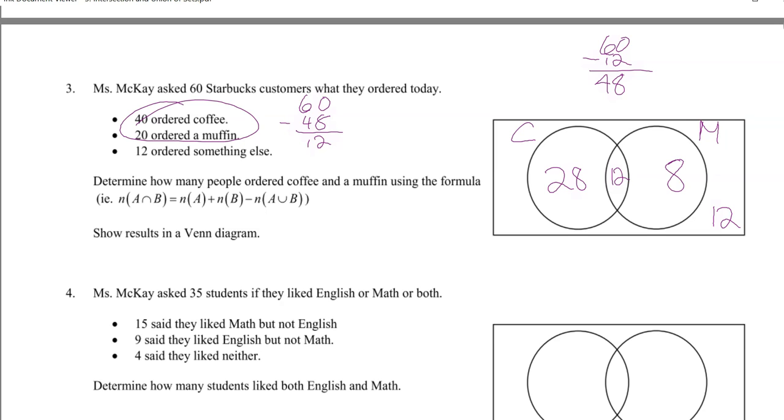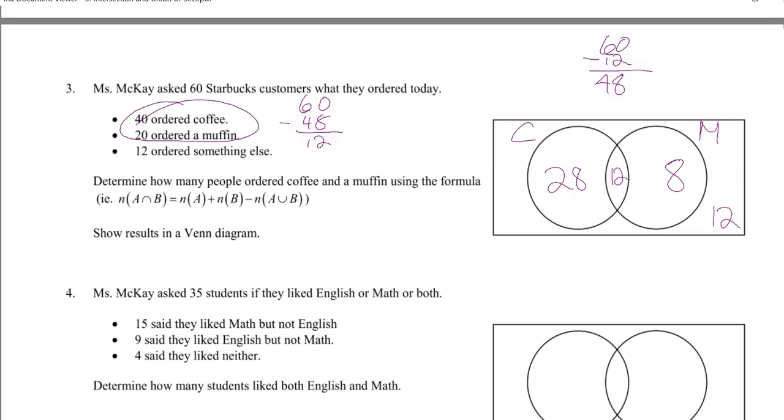22, 32, 40, 60. That adds up to the 60 that we have, right? So it checks itself in a sense, right? Inside this box has to be 60, right? And what we're writing down is the number of.